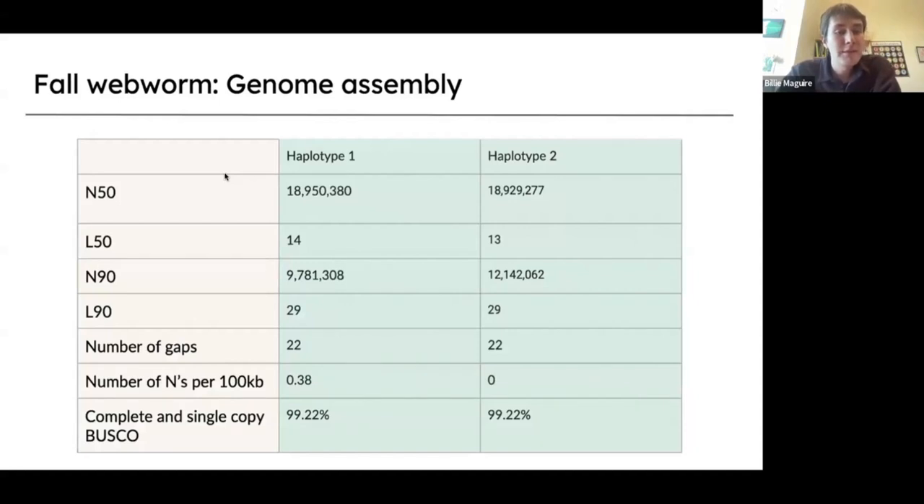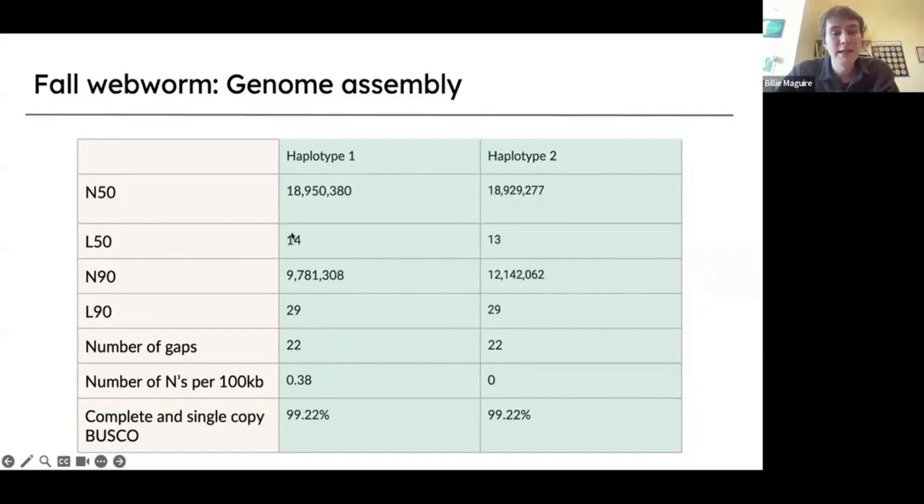One thing to notice is that the BUSCO score is very high. So that's the universal single copy orthologs. So we have the vast majority of the genes that we would expect to see in fall webworm here. There's only a single fragmented gene, and we have very little missingness in our data. We have few gaps and few Ns, or missing bases, in our data set.